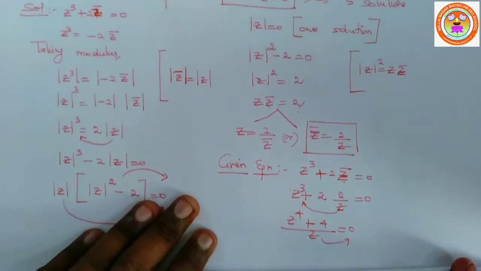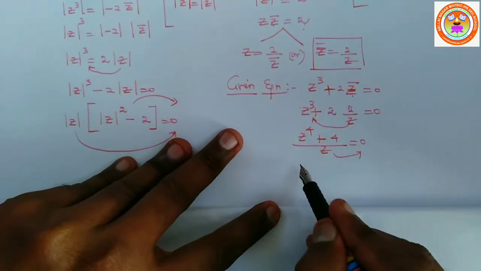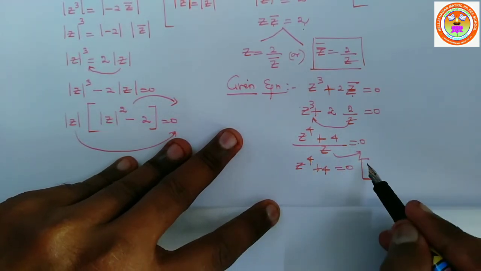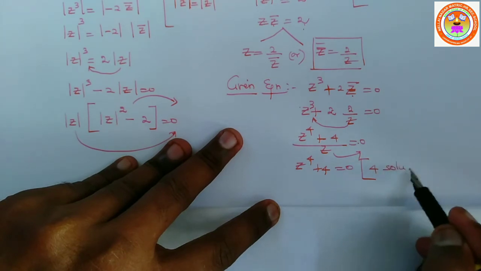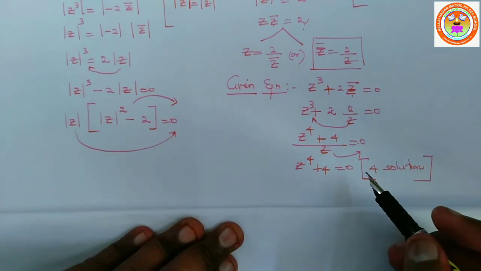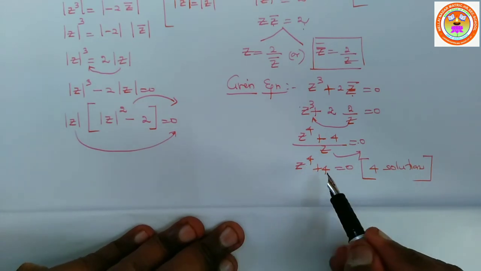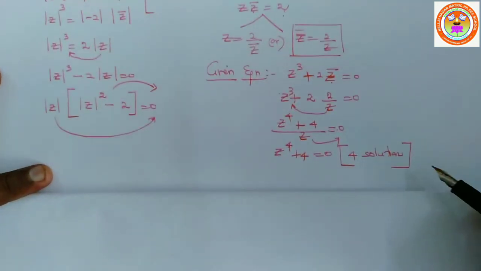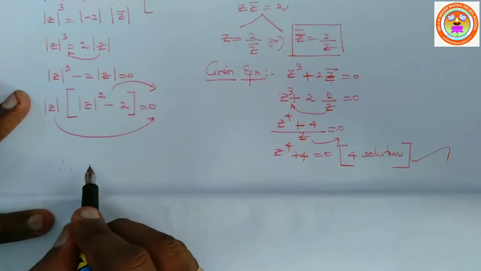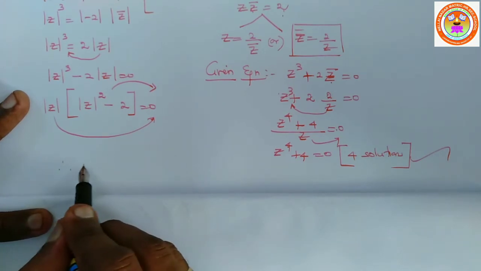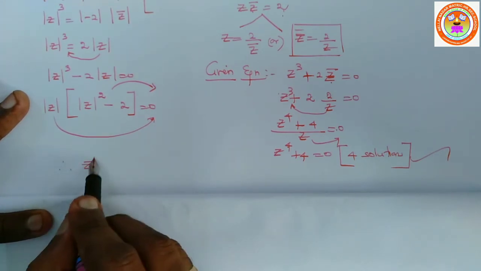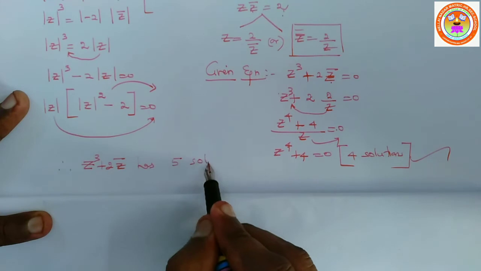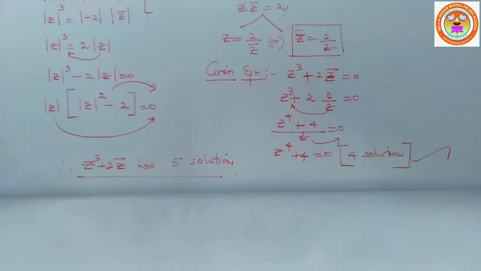Let z move to this side. So it becomes 0, since z into 0 is 0, and we get z power 4 plus 4 equal to 0. This is power 4, no? It has 4 solutions. Why does it have 4 solutions? Because z power 4 means 4 solutions. So here one solution, here one solution, here 4 solutions. Totally we have 5 solutions. Therefore z cube plus 2 z bar has 5 solutions. That's all.